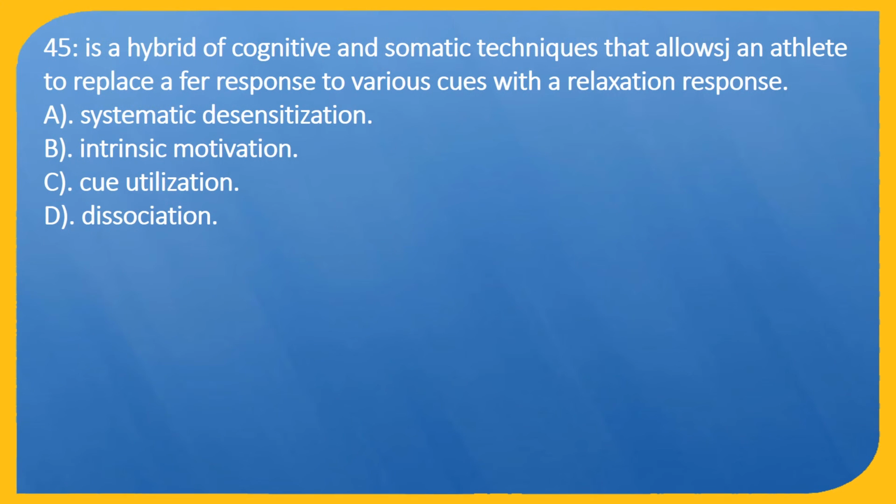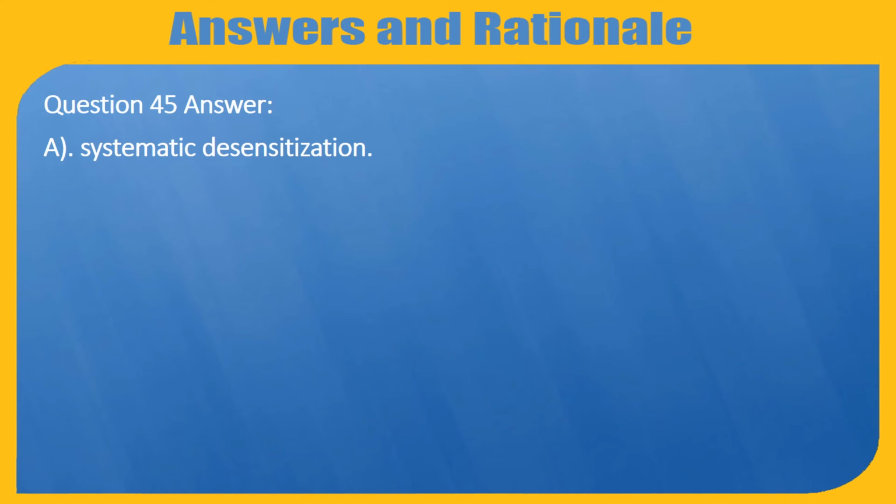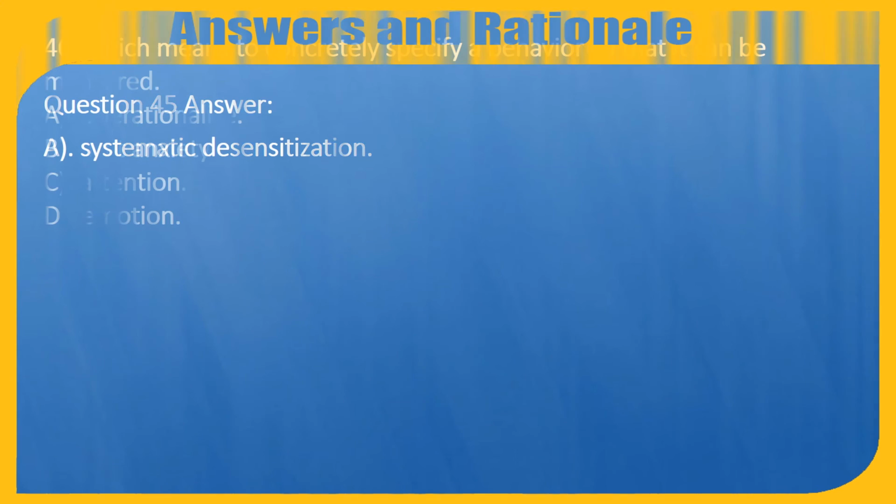Question 45. Is a hybrid of cognitive and somatic techniques that allows an athlete to replace a fear response to various cues with a relaxation response. A. Systematic desensitization. B. Intrinsic motivation. C. Cue utilization. D. Dissociation. Question 45. Answer. A. Systematic desensitization.